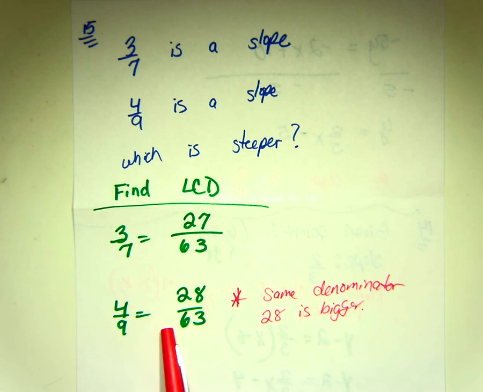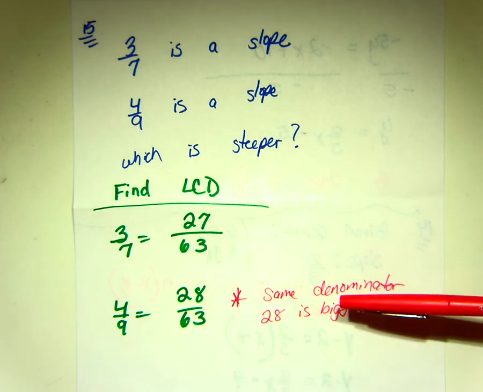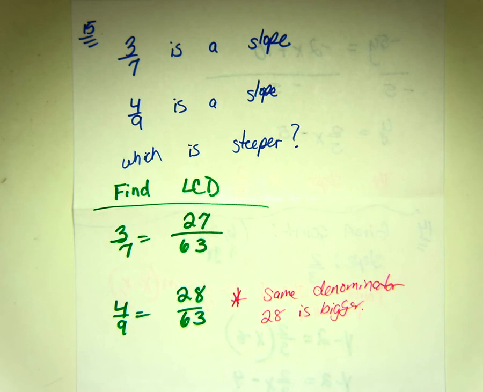The one that is steeper is the 4/9. Notice how they both have the same denominators, but now 28 is bigger than 27. So that's what made it steeper. So yay for us. Moving on.